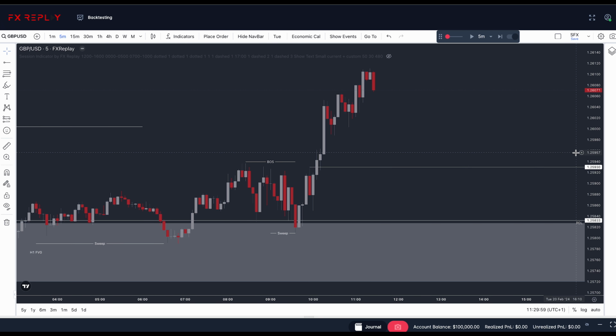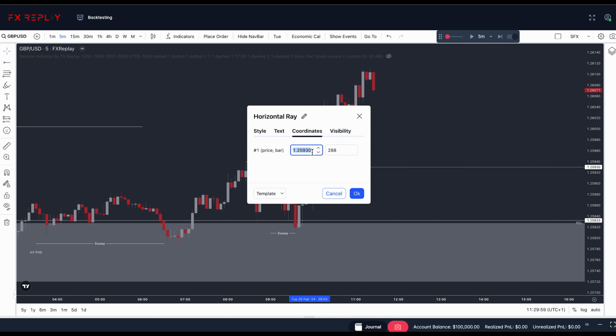Okay, we have 25.93 as an entry point. So I'm using the 2 pip rule, which means that if this is my original entry, I'm moving my level of entry 2 pips closer to the current price action. So we have 26.07 and this is 25.93. So I'm going to put my entry at 95. I always do it 2 pips.